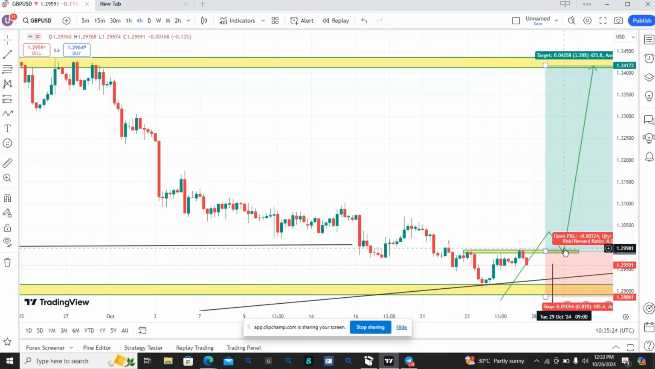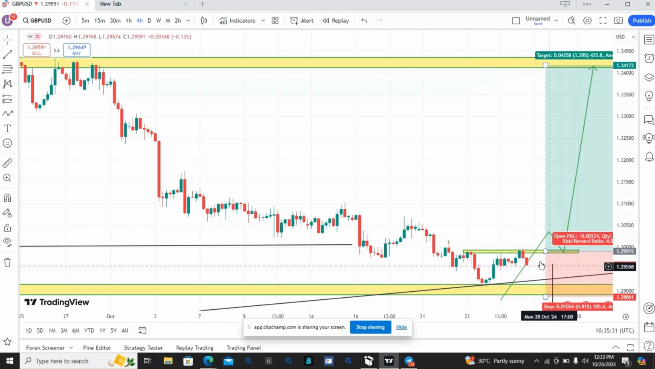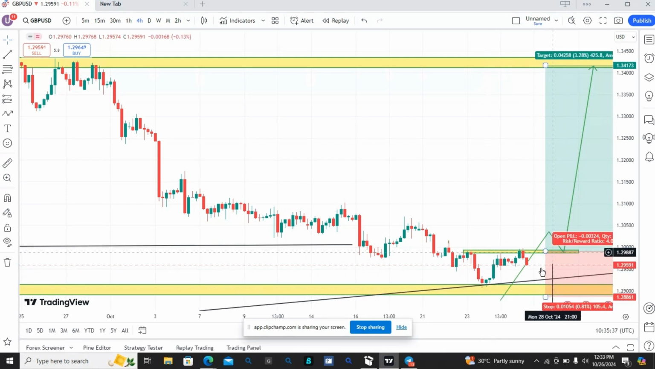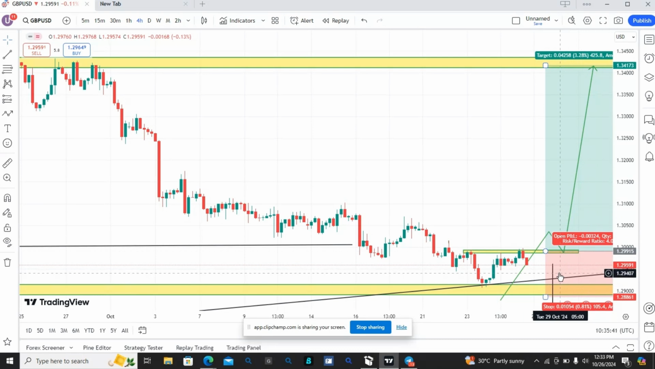Okay, if price comes down here, we'll buy. The only thing that will make the setup invalid is if price refuses to break above this lower high and rather breaks below this lower low. That means this setup is invalid, and we'll start looking for a sell trade in GBP USD.